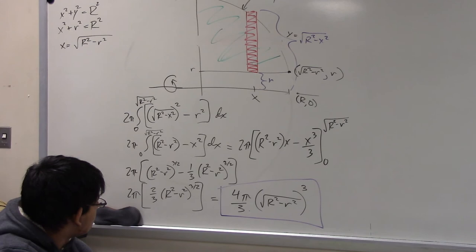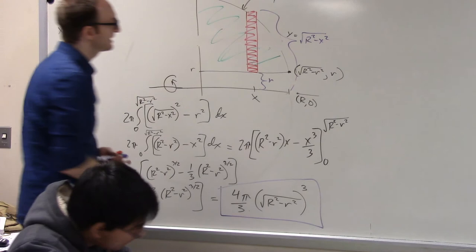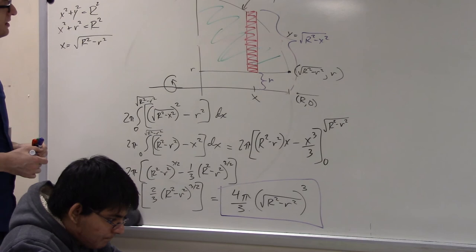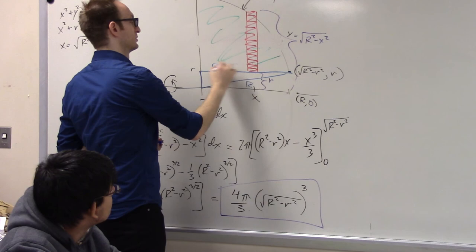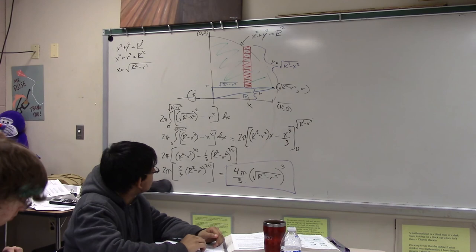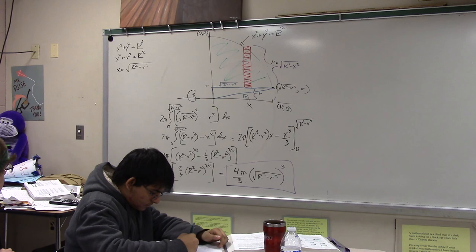Yeah, so what this says is that the volume of this bead ends up being the same as, okay, so this is little r, this is big R, and this is root big R squared minus little r squared. And so the volume of this bead is actually the same, I don't know, maybe this is just a coincidence. It's the same as the volume of a sphere with that as radius.